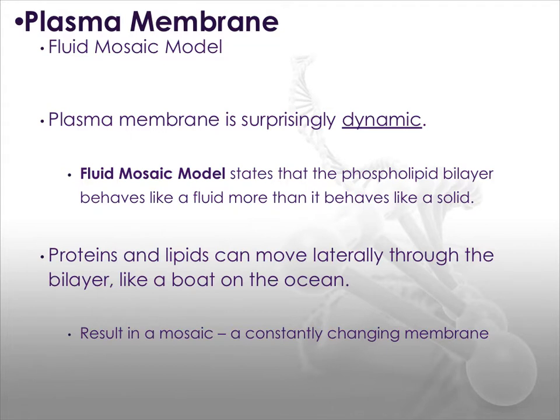It's very fluid. Proteins and lipids can move laterally through the bilayer like a boat on the ocean. It's kind of cool. So they're, again, not locked into position. They are able to move around. This results in a mosaic, so it's a constantly changing membrane. The big term here being the plasma membrane forms a fluid mosaic model.